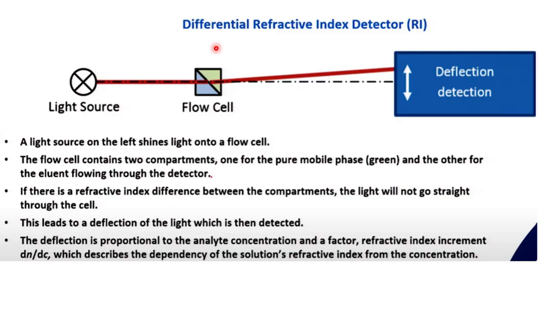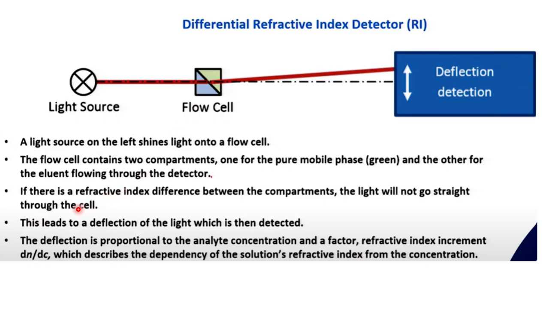Now, in case of the differential refractive index detector, of course we must have a light source and a flow cell. A light source on the left shines light onto the flow cell. The flow cell contains two compartments, one for the pure mobile phase, that is the liquid one, and the other for the eluent flowing through the detector. So the first one is only the liquid or mobile phase, and the second one has the solvent with your separated analyte sample also present.